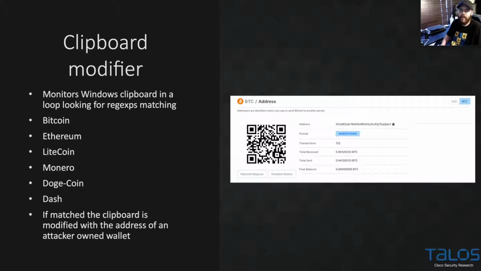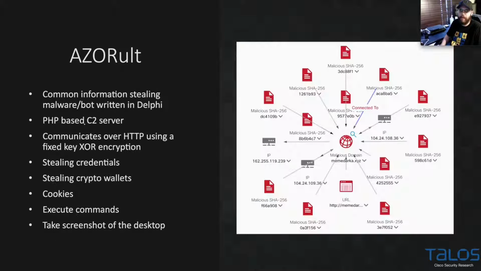It had wide support for a lot of the most common cryptocurrencies out there, so Bitcoin, Dogecoin, Monero, among others. And when it detected a value stored in the clipboard that matched a cryptocurrency wallet, the malware would actually replace that value with an attacker-controlled wallet of the same type, so that if the victim was making a transaction using a cryptocurrency, rather than the cryptocurrency going to the intended recipient, it would actually be transmitted to the attacker's wallet.